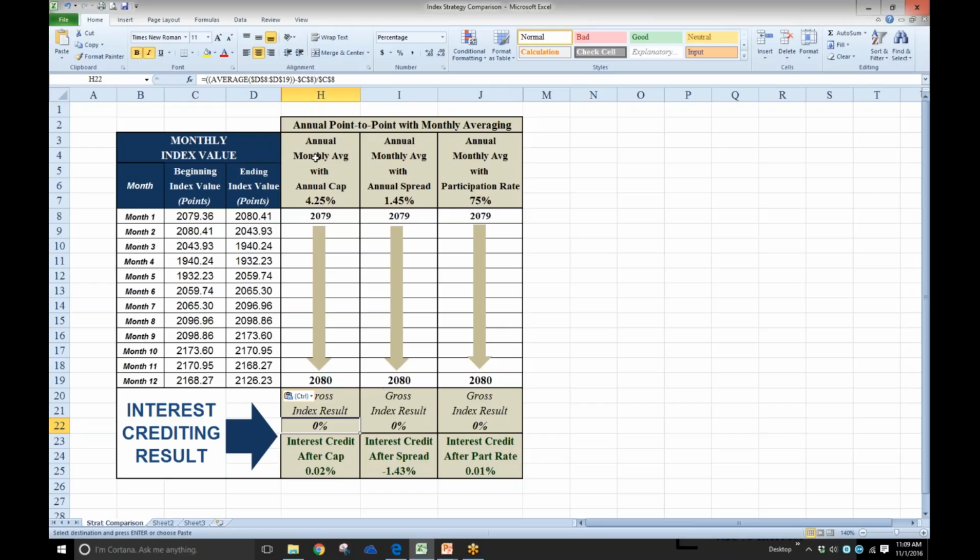But did you become biased to annual point-to-point ever since the whole 2007 dealio? No, not really.